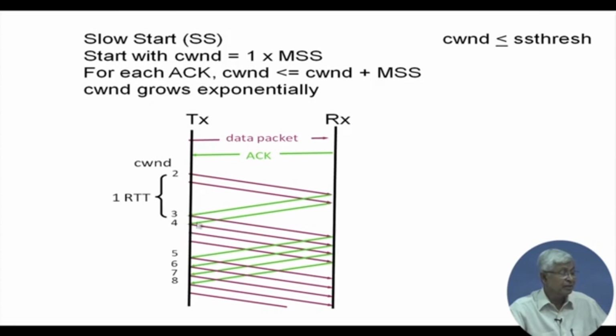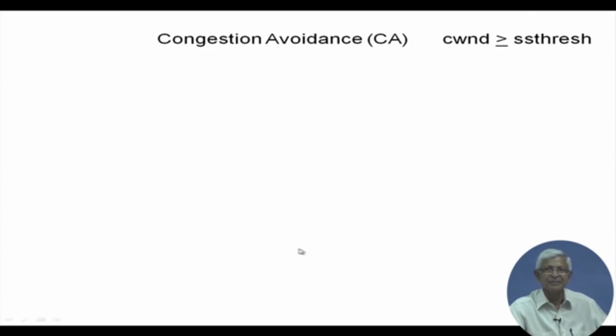So, earlier 2 plus 2 makes it 4. When 4 acknowledgements come, it will make it 4 plus 4, 8. For each acknowledgement it will increase by 1, CWND plus MSS. So, therefore, it is going by 2 to the power n, exponential growth.